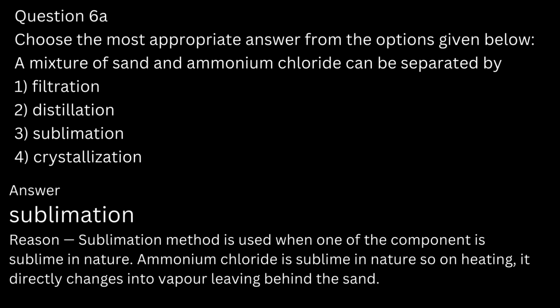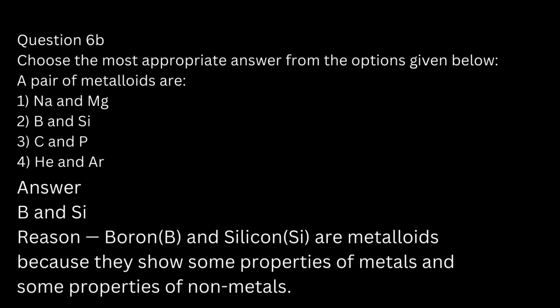Question 6a. Choose the most appropriate answer from the options given below. A mixture of sand and ammonium chloride can be separated by: 1. Filtration, 2. Distillation, 3. Sublimation, 4. Crystallization. Answer. Sublimation. Reason: sublimation method is used when one of the components is sublime in nature. Ammonium chloride is sublime in nature, so on heating, it directly changes into vapor, leaving behind the sand.